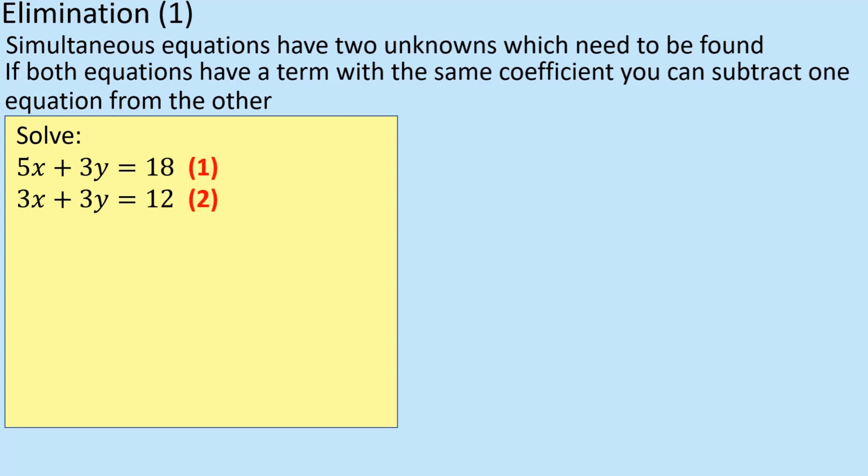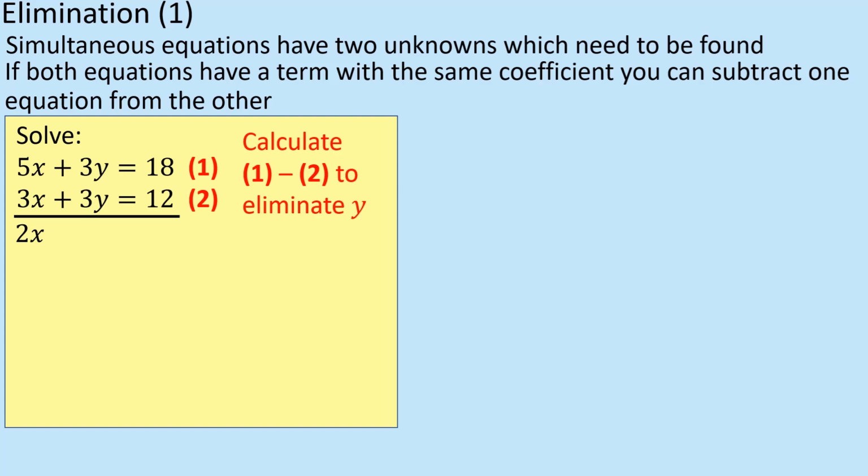So let's do that. Let's label them 1 and 2, a technique most people use, so you can explain to whoever is looking at it what you are doing. You are going to do 1 take away 2 to eliminate y. So when I do 1 take away 2, you're doing 5x take away 3x, which gives you 2x. The 3y's will disappear, and 18 take away 12 leaves me 6, so therefore 2x is equal to 6. Solving a simple equation like this, divide both sides by 2, x is equal to 3.